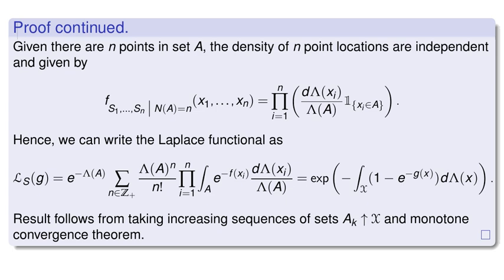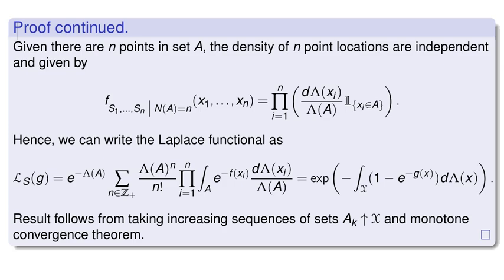Continuing the proof, given that there are n points in set A, the joint density of these n point locations, say x1 through xn, is given by the product from i equals 1 to n of dλ(xi) divided by λ(A) times the indicator that xi is in A. This is because, conditional on N(A) equals n, the points are i.i.d. with distribution λ restricted to A and normalized.